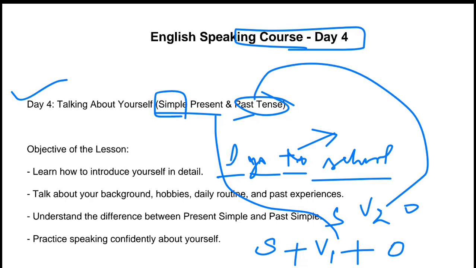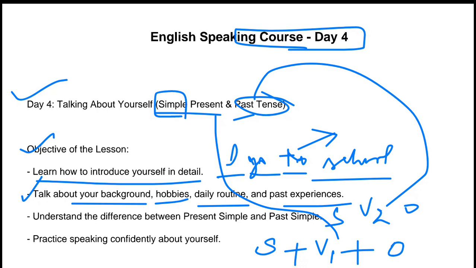Clear? Okay. Now what we have to understand in this lesson, you must understand a few things. You must understand how to introduce ourselves in detail. Learn how to introduce yourself in detail. And secondly, you must talk about your background, your hobbies, your daily routine and past experiences.